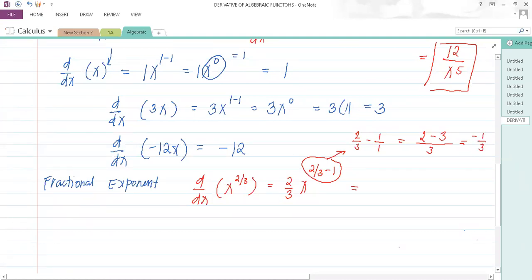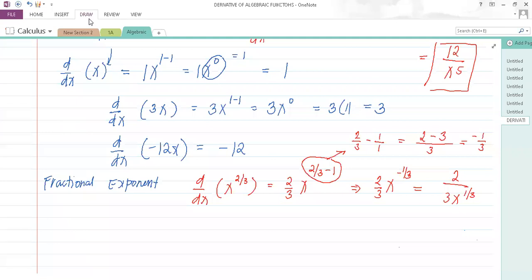So our answer now here is 2/3 x raised to negative 1/3. So this is now equal to, so negative 1/3, baba natin siya. That is 2 over 3x raised to 1/3. Or you can express this x raised to 1/3 in a radical form. Okay, so that will be the next. What if we have the derivative of a radical?